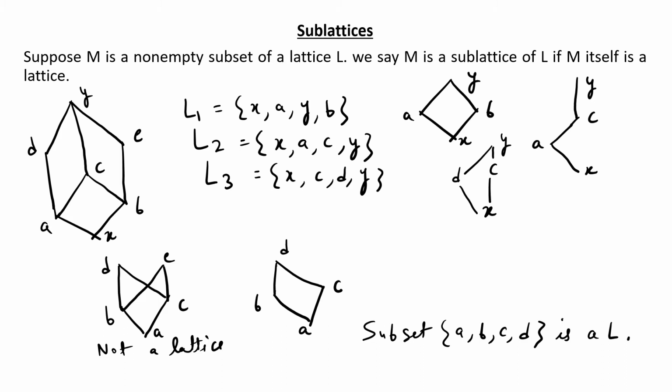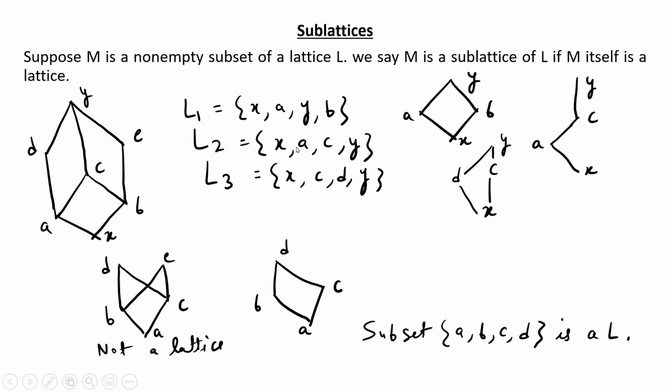We have sublattices. Suppose M is a non-empty subset of lattice L. We say M is a sublattice of L if M itself is a lattice. So we have this lattice. We have the elements X, A, B, C, D, E, Y. Then we have sublattices L1, L2, L3. So you can check this X, A, Y, B, L1. So this is the sublattice X, A, B, Y, which is itself a lattice.